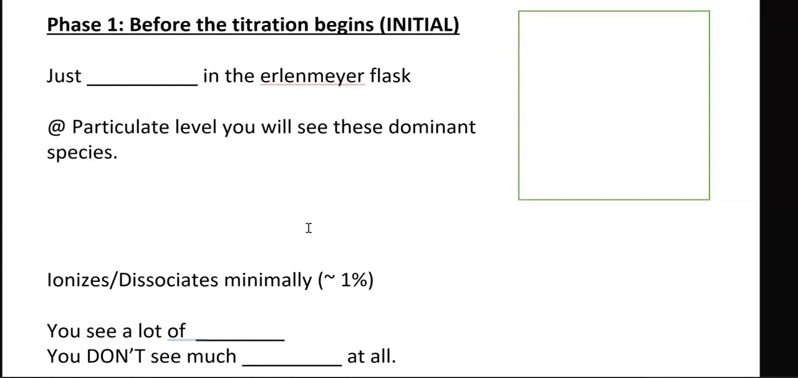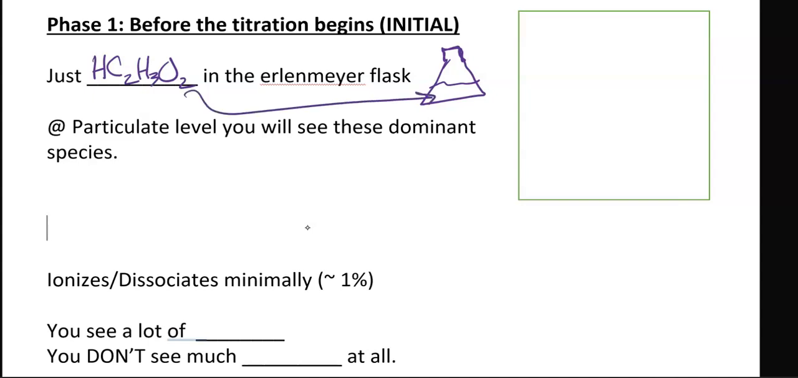So let's take a look at phase 1. This would be before the titration has actually begun. In other words, we're going to use the initial information about the acid that we had at the get-go. At the beginning of the reaction, or before we even do the titration, the only thing that you have in your Erlenmeyer flask is acetic acid. Okay, so remember the Erlenmeyer flask is down at the bottom of our titration apparatus. So that would be the only thing that's in here at the beginning.